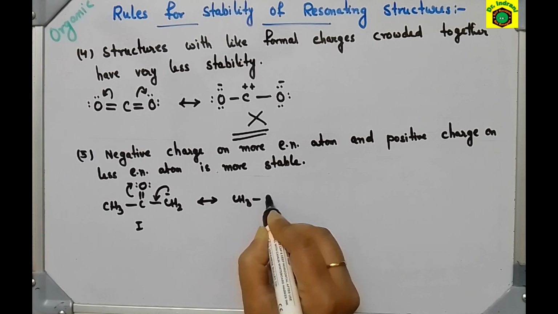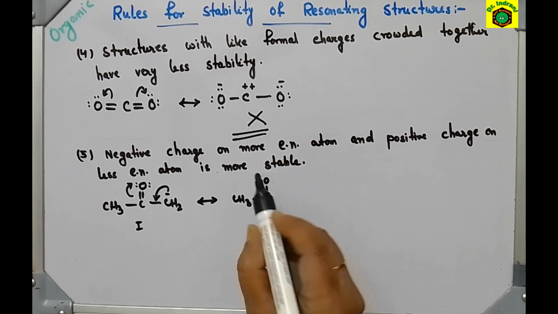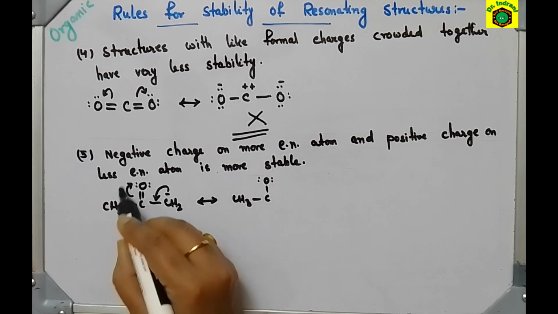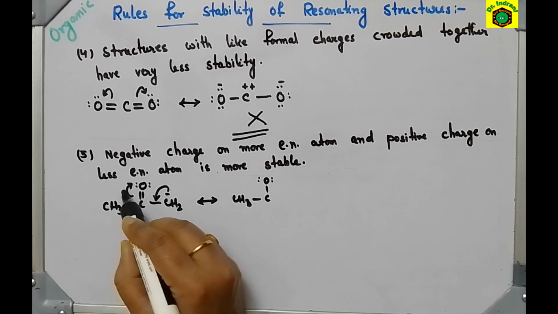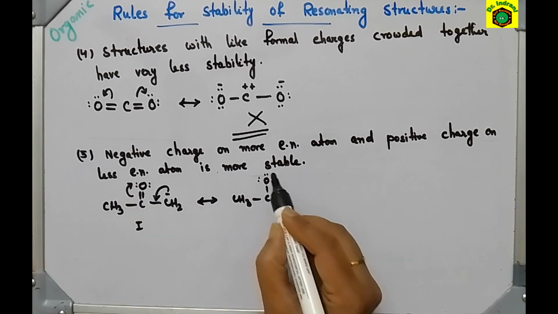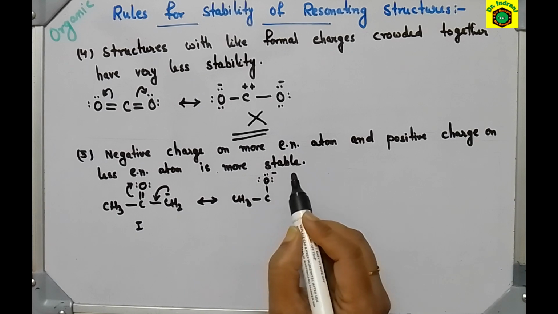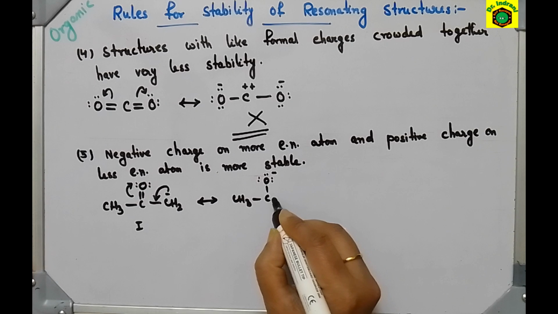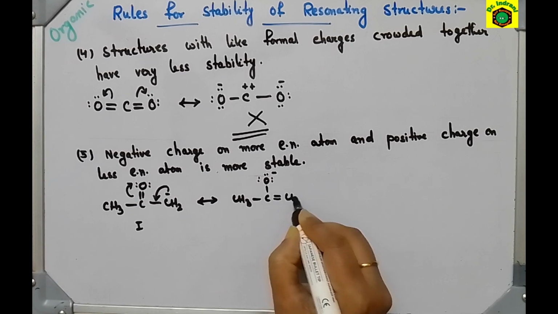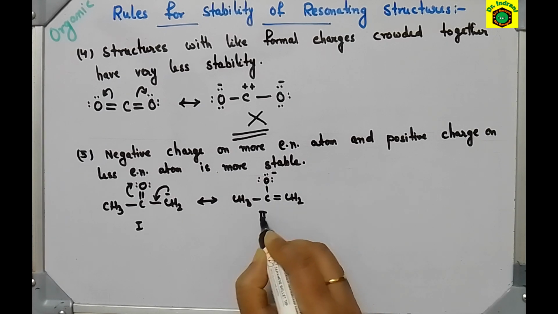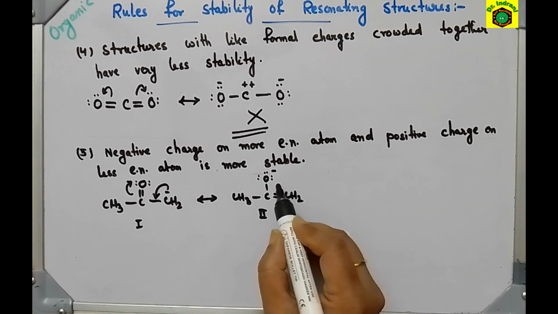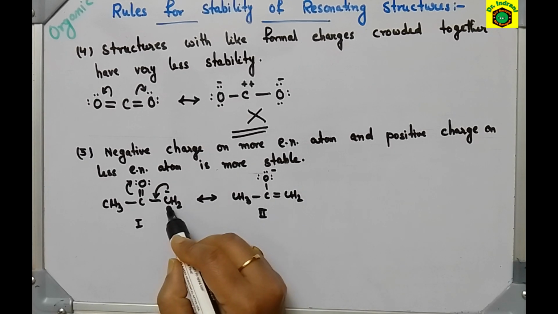CH3, CO, here two lone pairs are there and one extra lone pair is coming due to transfer of this pi electron on oxygen. So here we are giving negative formal charge. Okay. Now here pi bond, CH2. This is structure number 2. Now see here, between structure 1 and structure 2, which one is more stable? Oxygen is more electronegative and carbon is less electronegative.